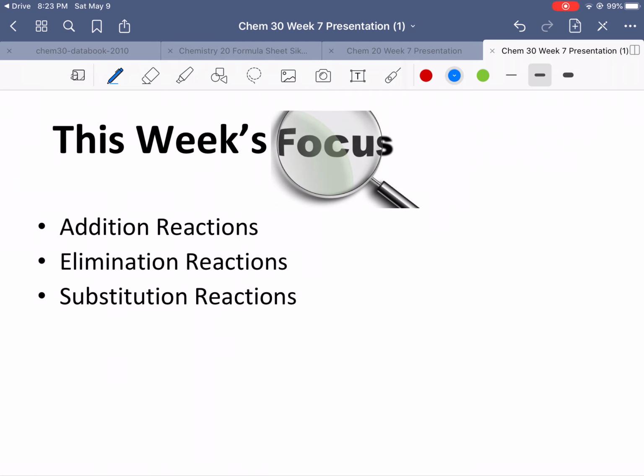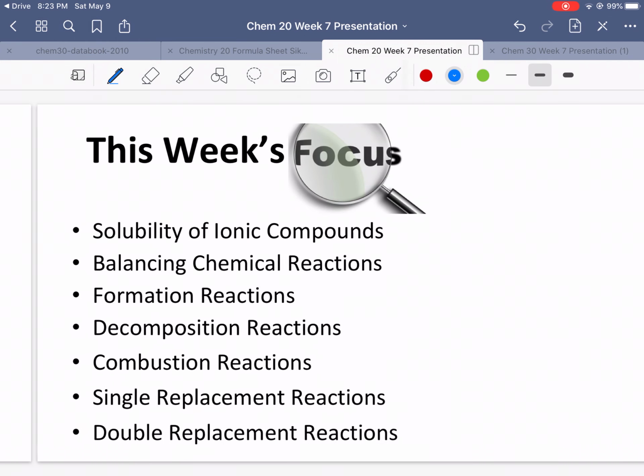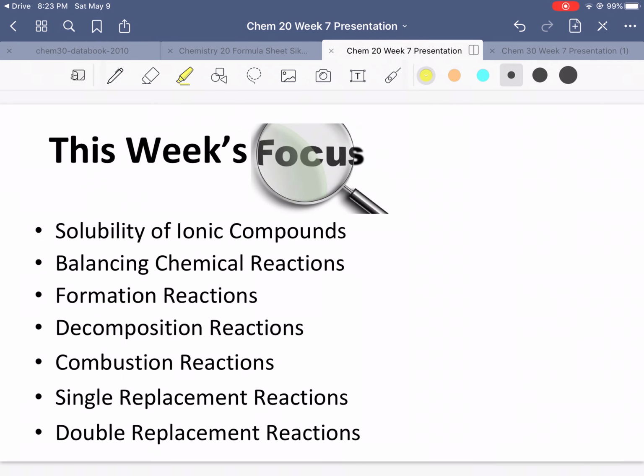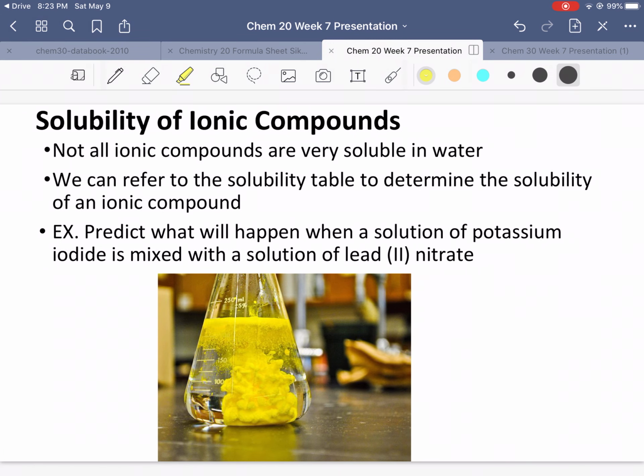So going through everything here. The very first thing, like I said, that we're going to focus on is the solubility of ionic compounds, okay? So it won't be a super long podcast because there's only so much time that we can do on this, but important stuff to be sure.